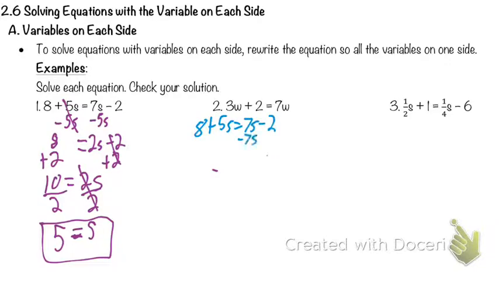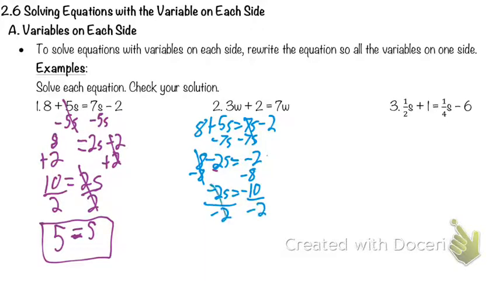Start by subtracting 7s. I have 8 minus 2s equals negative 2. Well, now I subtract 8 to get rid of a positive 8. Negative 2s equals negative 10. I divide by negative 2. S is equal to, what's negative 10 divided by negative 2? 5. So S does end up being the same thing regardless of what we started with, right?